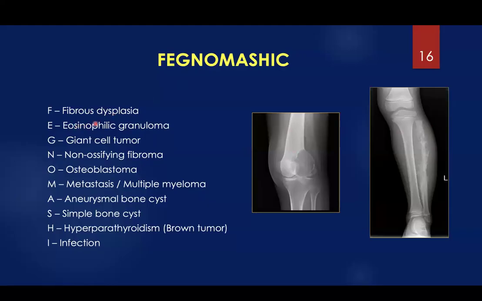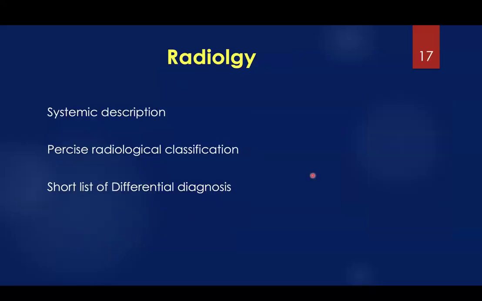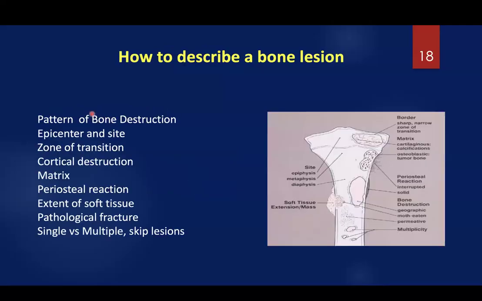for fibrous dysplasia, eosinophilic granuloma, GCT, non-ossifying fibroma, osteoblastoma, mets, myeloma, aneurysmal bone cyst, simple bone cyst, hyperparathyroidism, and infection. But this to me does not make sense, because you need a differential diagnosis with a very precise radiological classification and a short list, where the final diagnosis is one of them. And the only way, honestly, to do this is to have a systematic way of describing X-rays. And that's the whole theme of this lecture.